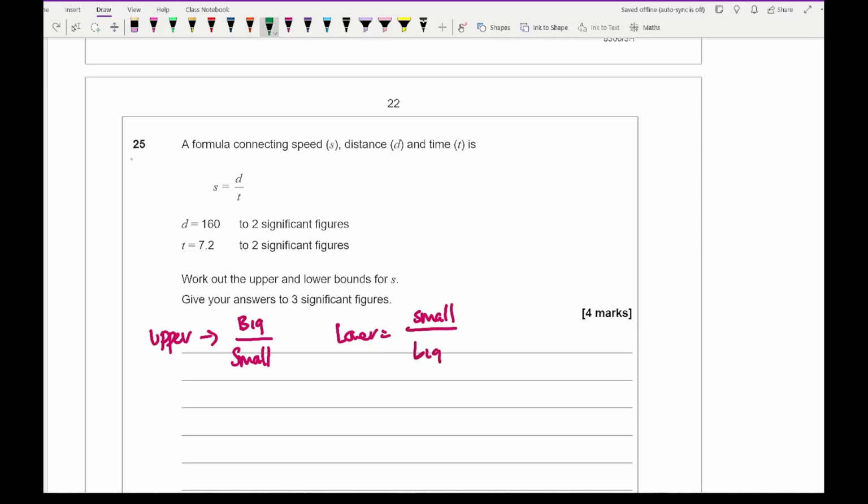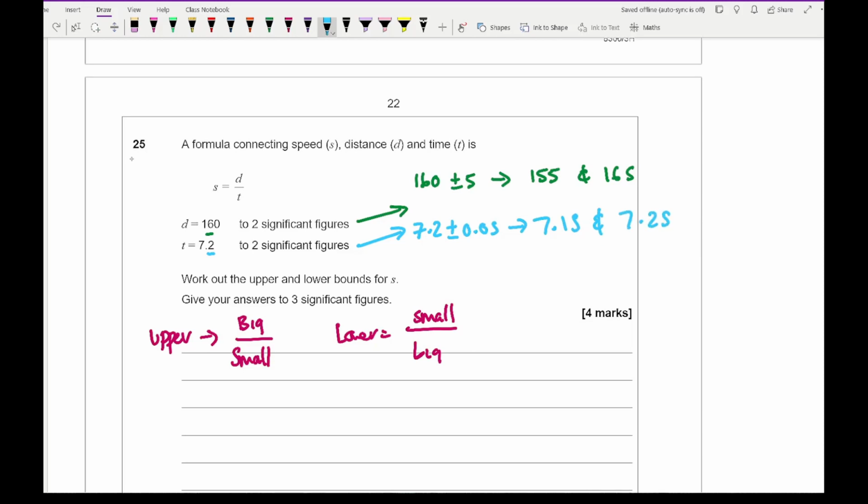Now in terms of my upper and lower bounds for these, for this one, the second sig fig is a 10, so we need to do 160 plus or minus half of 10, which is 5. So that's going to give me 155 and 165. In this T, the second sig fig is 0.1, so to work out the upper and lower bounds, I've got 7.2 plus or minus half of 0.1, which is 0.05. So then the upper and lower bounds are going to be 7.15 and 7.25.